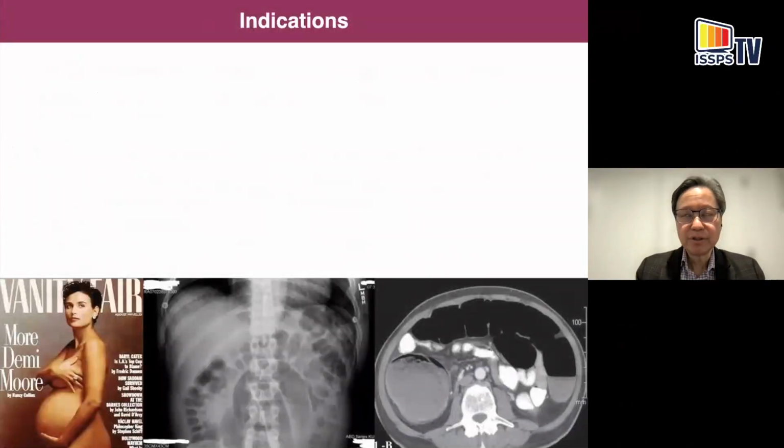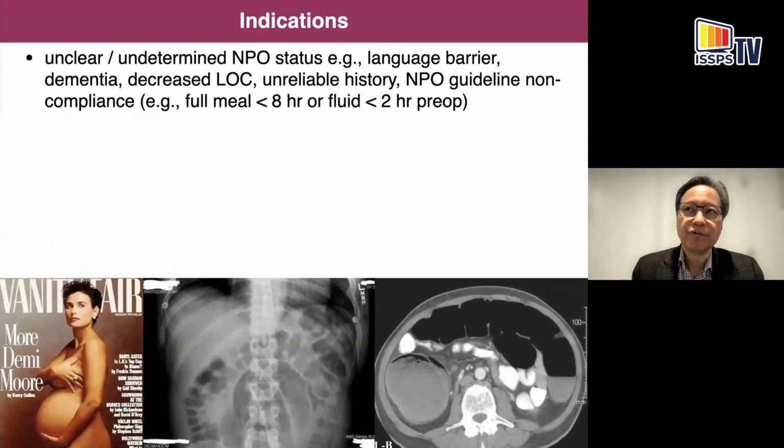So obviously you're not going to scan every patient when they come for surgery, but there are patients at a high risk group and you want to scan. For example, you don't know what the NPO status is. The patient cannot give you the information, maybe due to a language barrier, or decreased level of consciousness, or simply the history is unreliable, or the patient clearly has violated the NPO guideline.